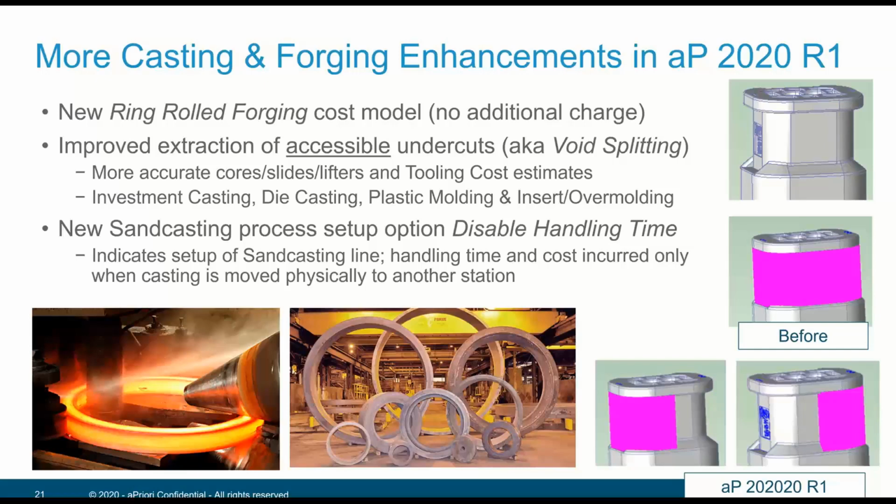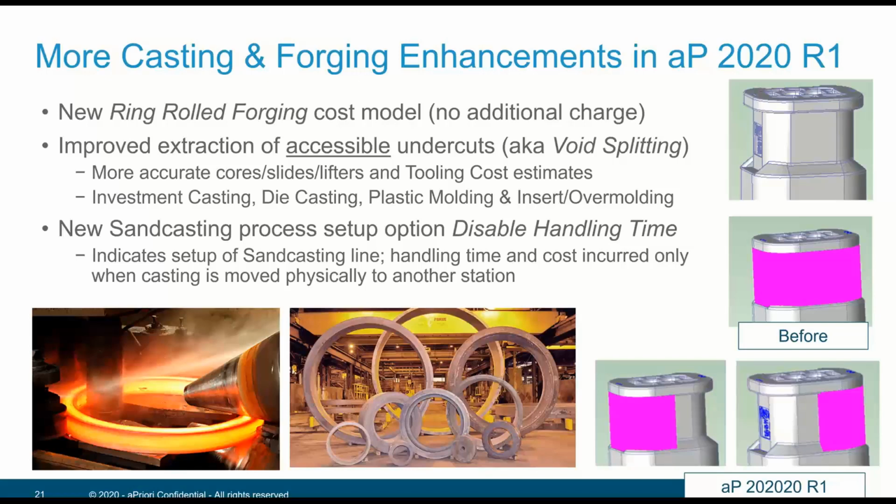Now we do a better job of determining when we can split these voids into two voids that represent two undercuts that can be made by two distinct side actions. So in the lower pictures, you'll see we now have two voids, one that can be pulled to the left and one that can be pulled to the right without interfering with the part. So this will automatically give you better tooling characterization and cost estimates.